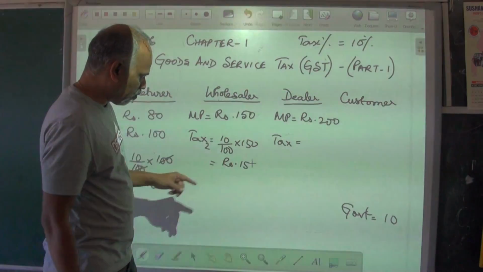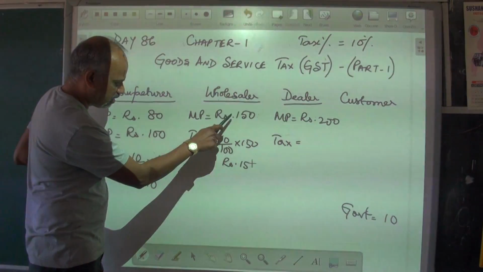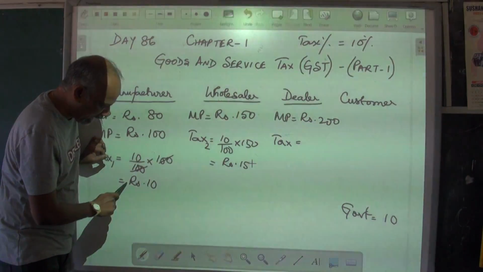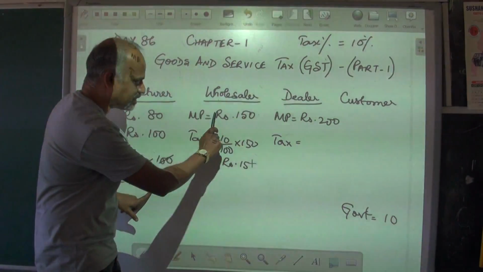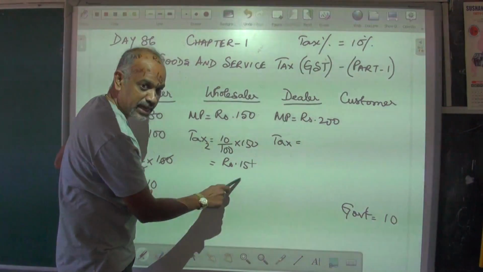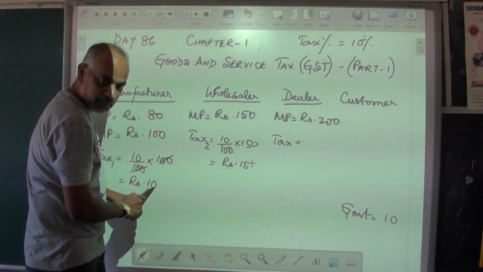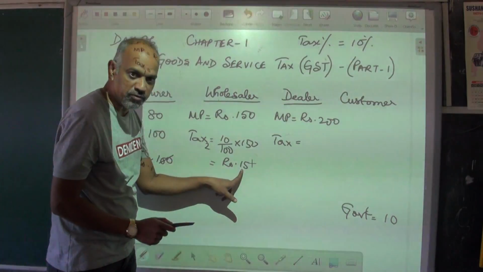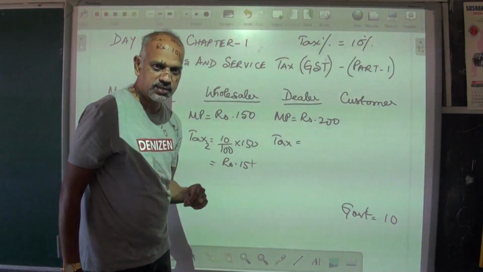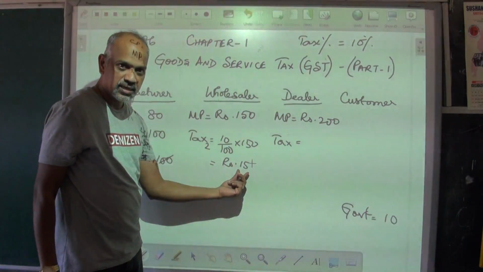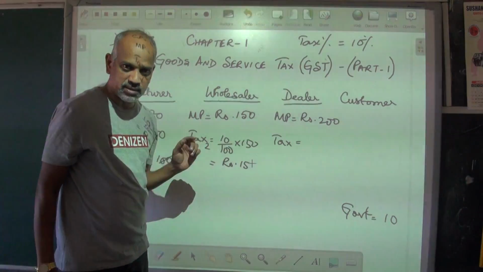Okay. Now what happens is, the wholesaler, when he bought, he paid a tax of 10 rupees, but when he sells it to the dealer, he collects a tax of 15 rupees. So out of these 15 rupees, he has already paid 10 rupees, so the remaining 5 rupees he sends to the government.